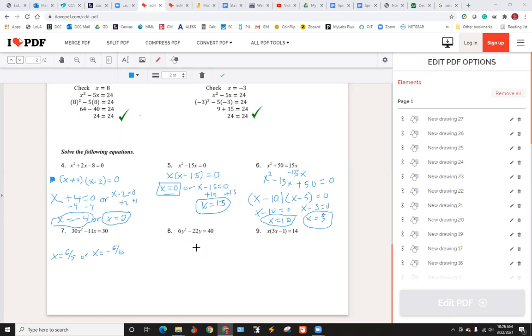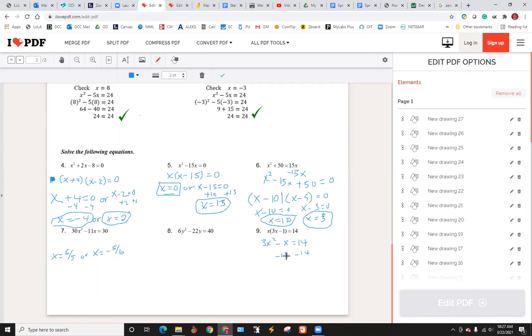All right. So what we got to do is just multiply through. So that's 3x squared. X times -1 is negative x is equal to 14. Now we minus our 14 to both sides.